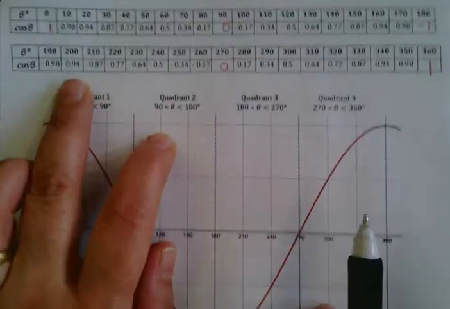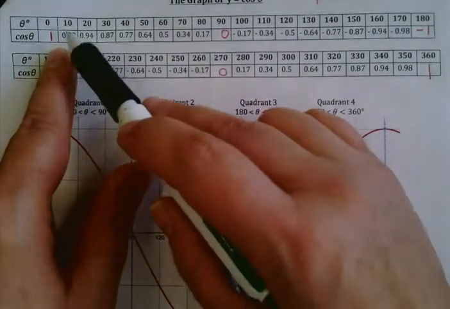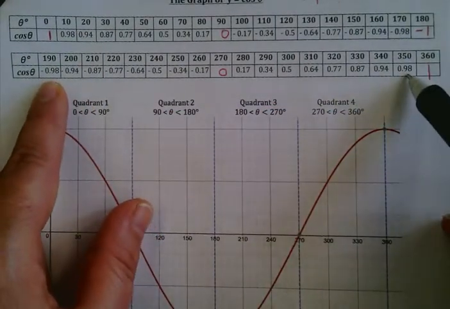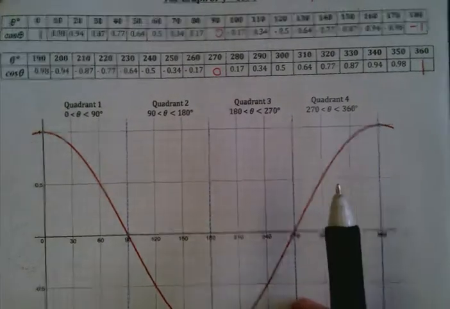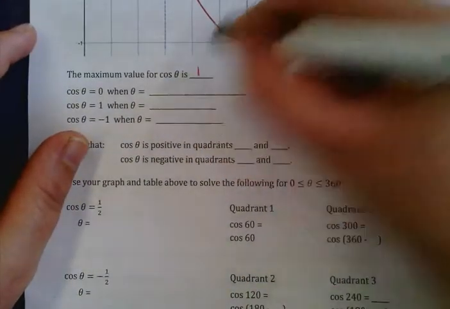You'll notice I've only got about 8 or 9 values in this table and they keep repeating. Look, but this time 0.98 is positive there, it's negative here, it's negative there, it's positive there for each quadrant. Again, the angles are all related. So what's the maximum value? It's 1.